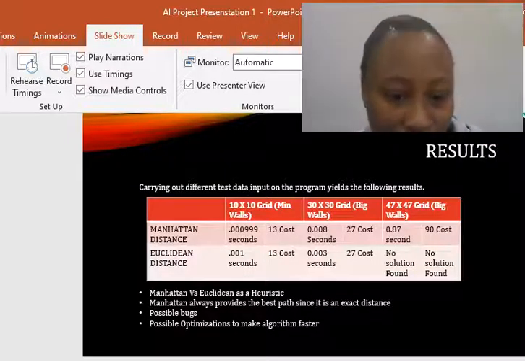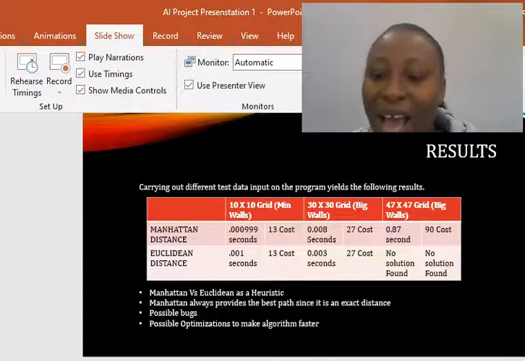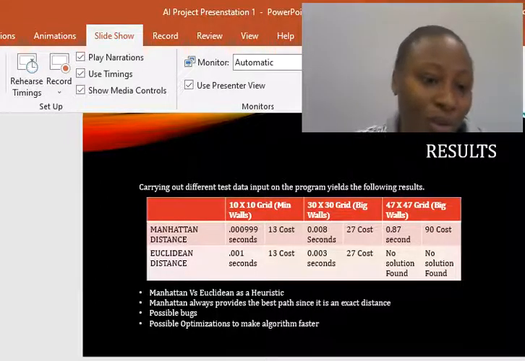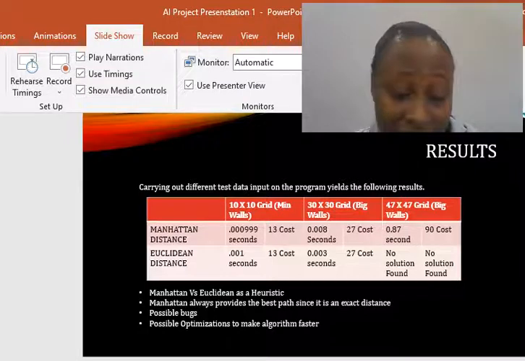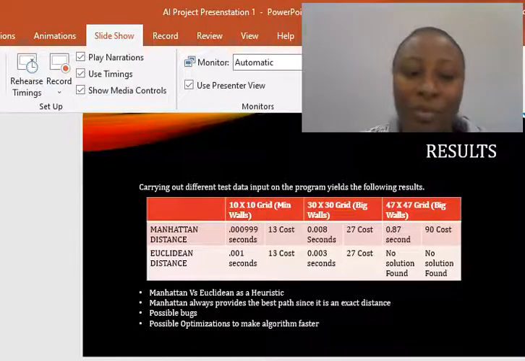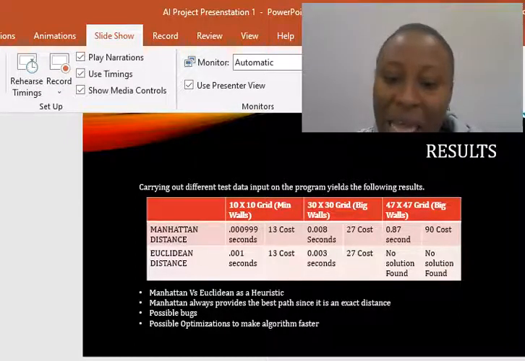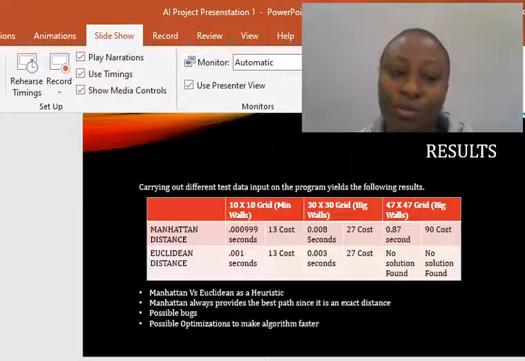Here are some of the results that were obtained by running this program against a set of test data and applying both the Manhattan and Euclidean distance methods. What we can see is that for the larger grid instance, the algorithm fails to find a path when using the Euclidean distance. This is possibly due to some inefficiencies in the program, and as such, possible optimizations may be necessary in order to make the program faster and more robust in finding a solution.